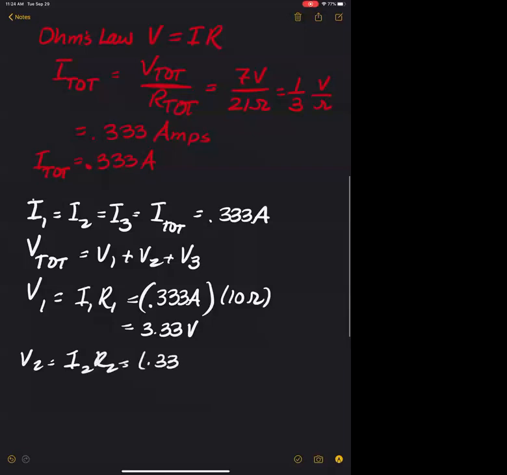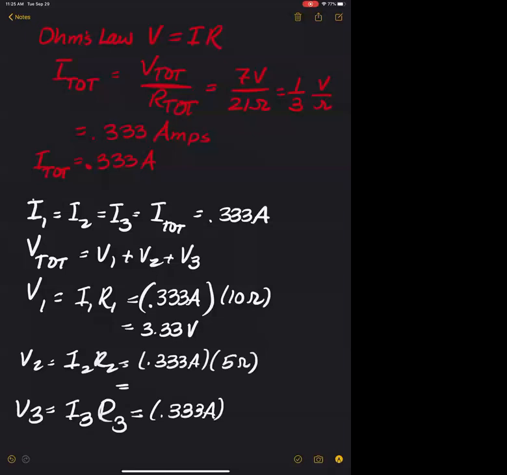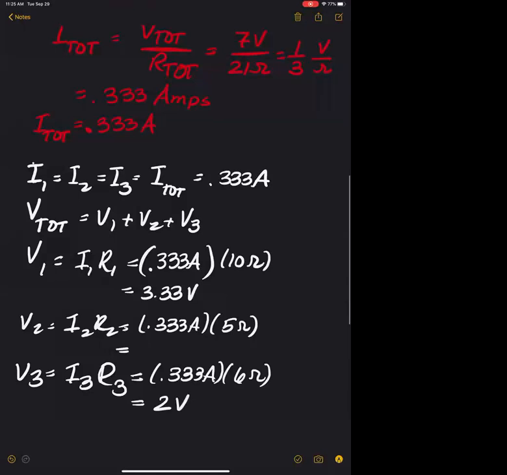So that's 0.333 amps times 5 ohms. Okay, so that's going to be whatever that is, a third of 5. You have to work that out on your calculator. And then V3 is going to be I3 times R3. So that's 0.333 amps times 6 ohms, and a third of 6 is 2. So that's 2 volts. But I know that these 3 better add up to 7 volts because that's what I had to start with. Okay. All right.